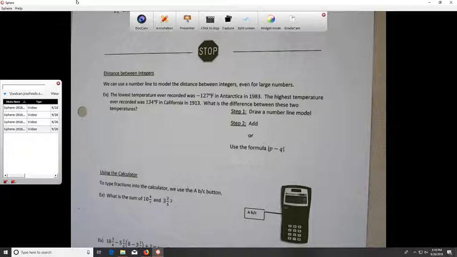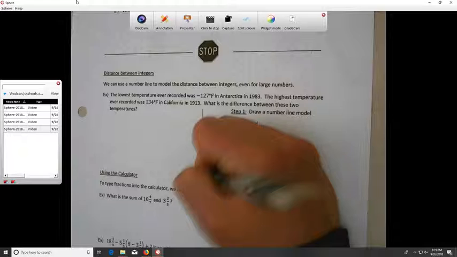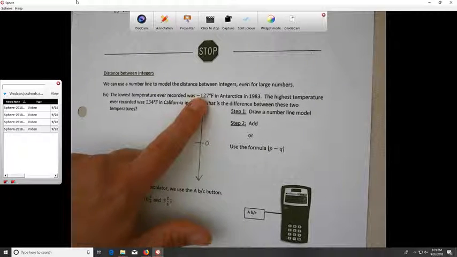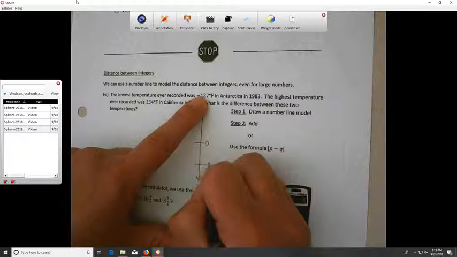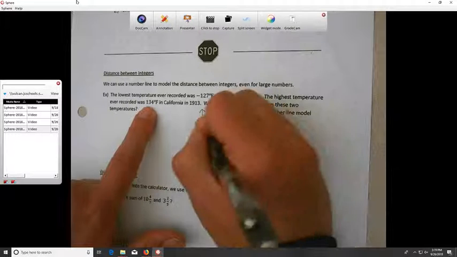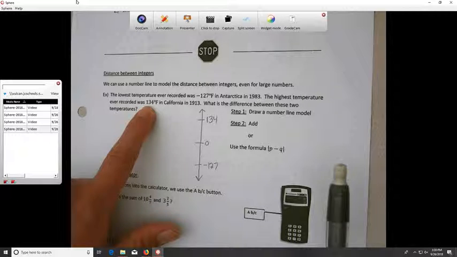There's a couple different ways that you could do this. One way is using that number line model. So you could draw your number line. You'd have 0 in the middle. You'd say -127 is going to be down here, and then positive 134 will be up here. Alright, so that's step 1.